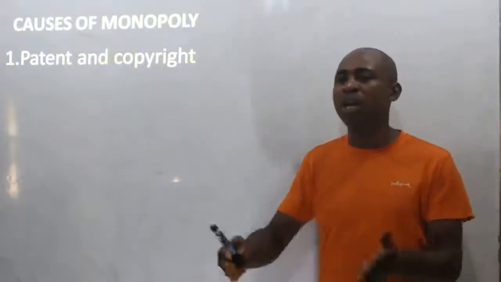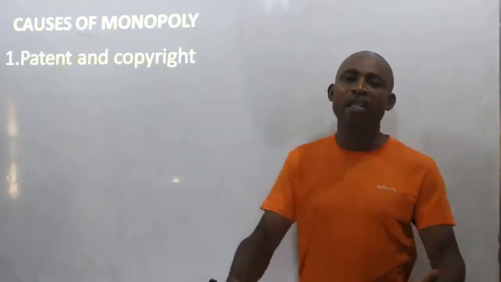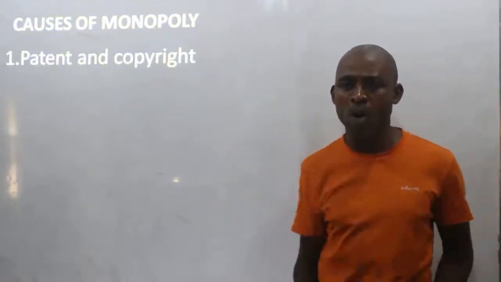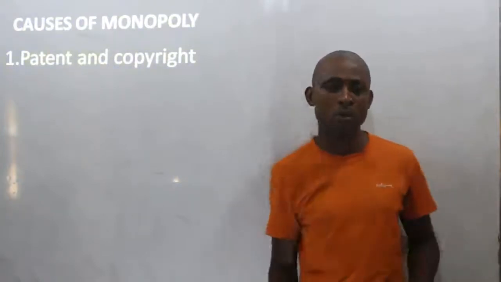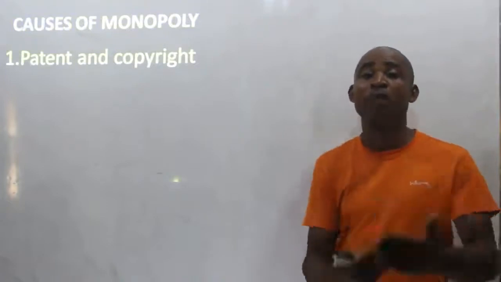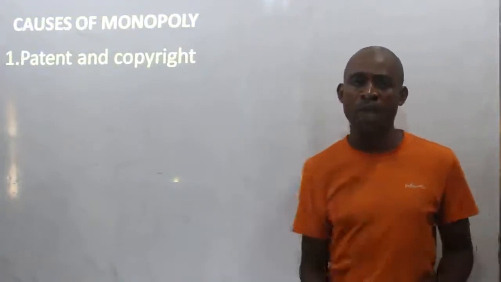And then we have copyright. Copyright is the right given to an author, to a writer, to a singer, so that nobody can reproduce his work. He is the only one to reproduce the work, and that's what we call copyright. So if you are the only one reproducing your work, it means you have the monopoly of producing that very work, and that is one cause of monopoly.